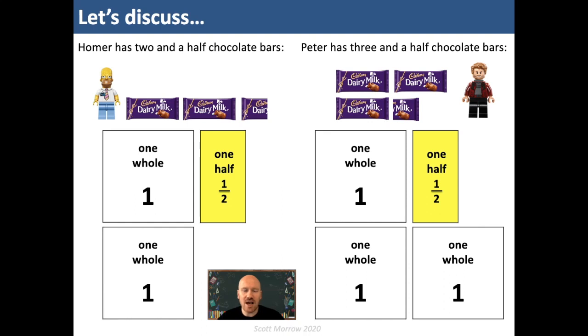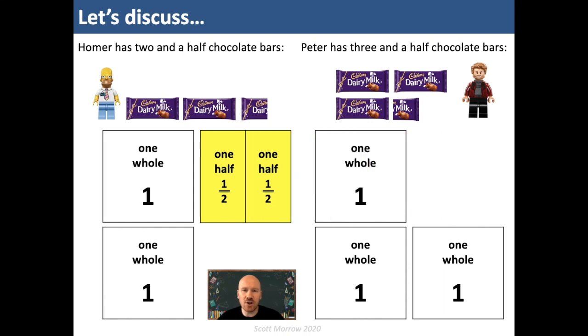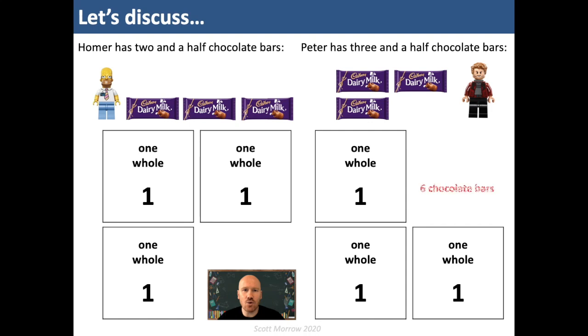Next, let's add those halves together. 1 half plus 1 half is 2 halves. So they've got 5 whole chocolate bars and 2 halves altogether, but those half bars can be put together to make 1 whole bar, so we can also say that they've got 6 whole chocolate bars.